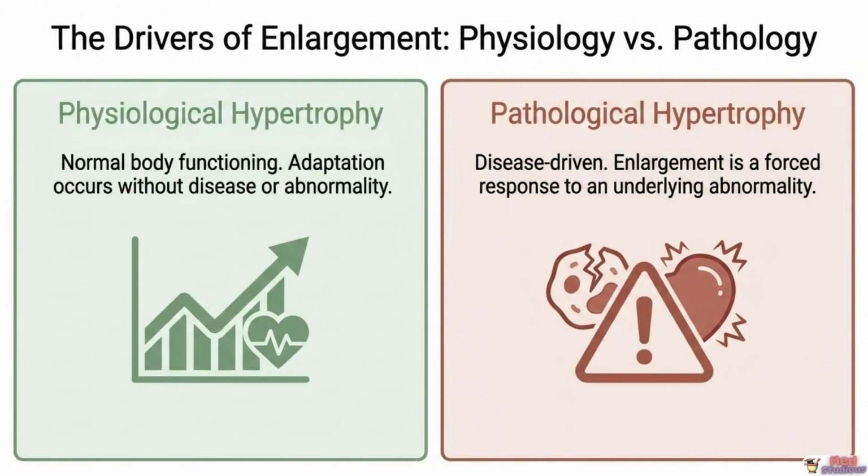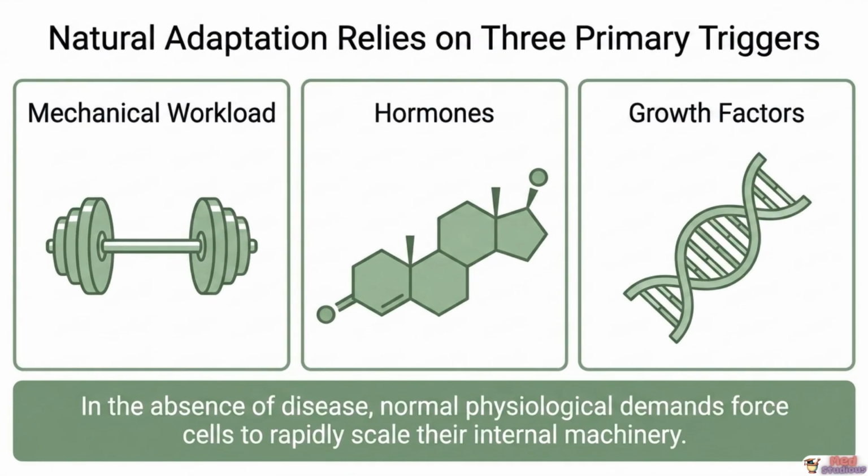This physiological versus pathological distinction is fundamental. Every time you encounter hypertrophy clinically or in an exam, your first question must always be, is this a normal response or is something wrong? The answer changes the diagnosis, the prognosis, and the treatment entirely. In the absence of underlying disease, physiological hypertrophy is driven by three primary categories of trigger, and understanding all three gives you a complete picture of how healthy adaptation works.